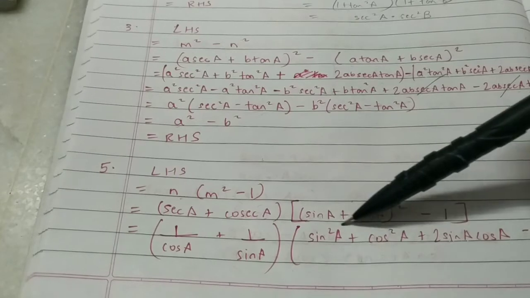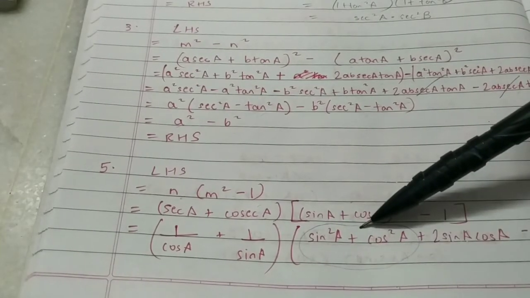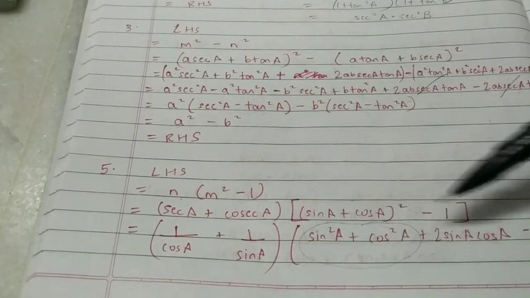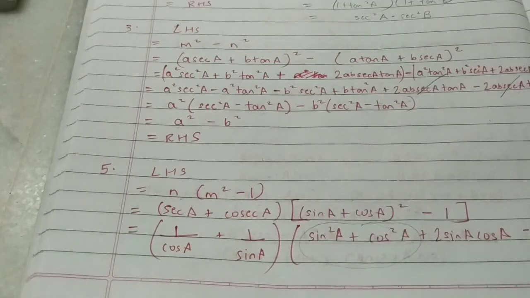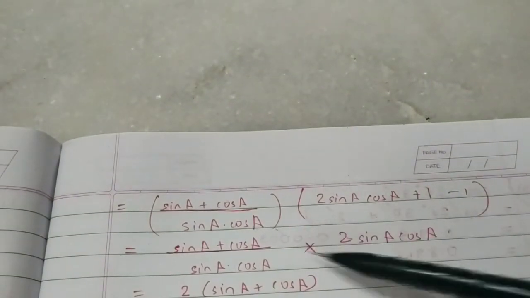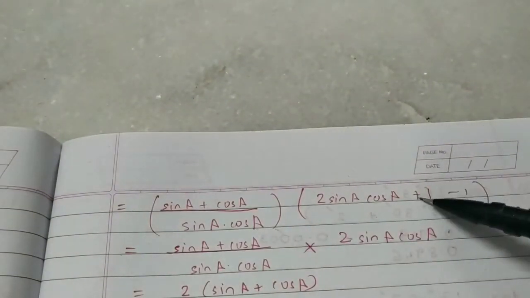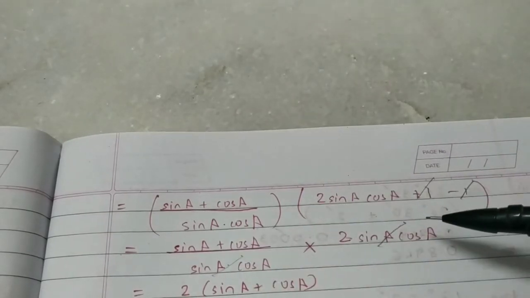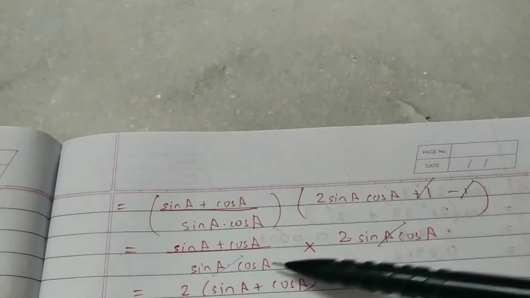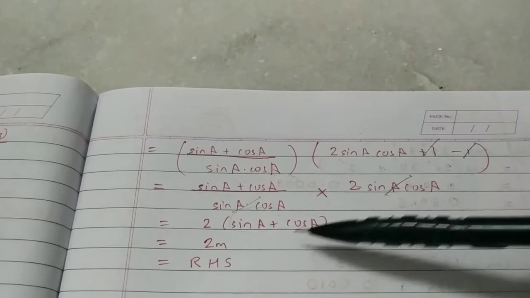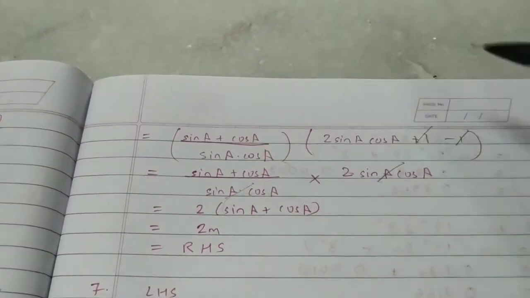By the way, did you notice sine square a plus cos square a is 1? Come on, by now you should be able to visualize these formulae in every step. It should strike you immediately, which is possible only if you've learned the formulae very well. So next step, after taking LCM, I get this. The 1 and the minus 1 disappear, leaving me with this. And sine a cos a cancelled. So the only thing left here is this. And of course, this is nothing but m. Keep checking the question. So it's 2m, which is the RHS.